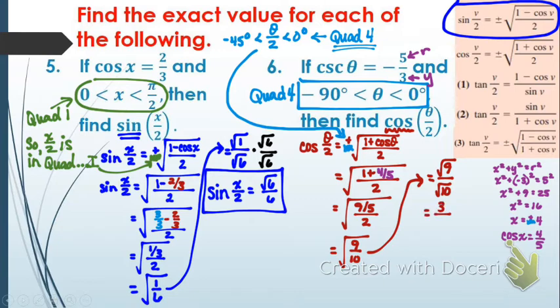Yep, 3 over radical 10. And then I need to rationalize that denominator. So I'm going to multiply top and bottom by radical 10. So cosine of theta over 2 is what? Yep, 3 radical 10 over 10.